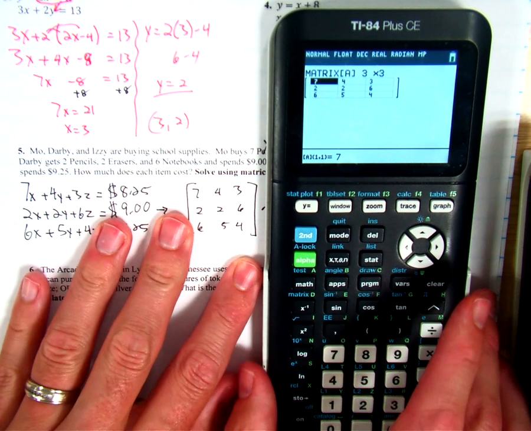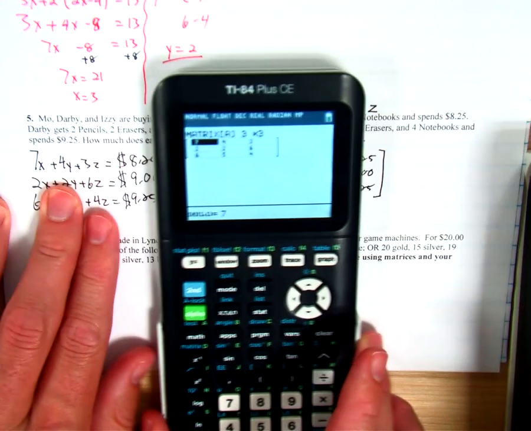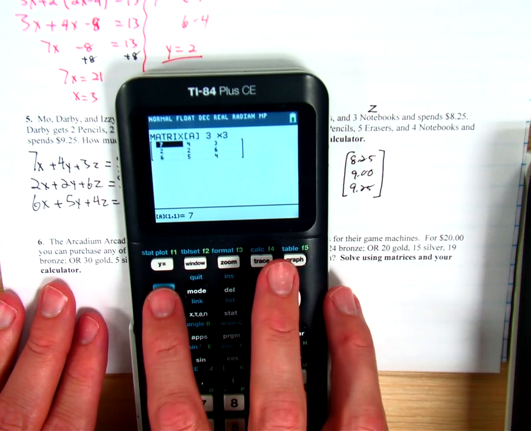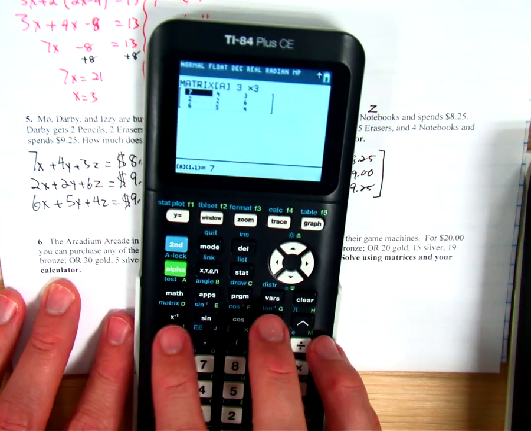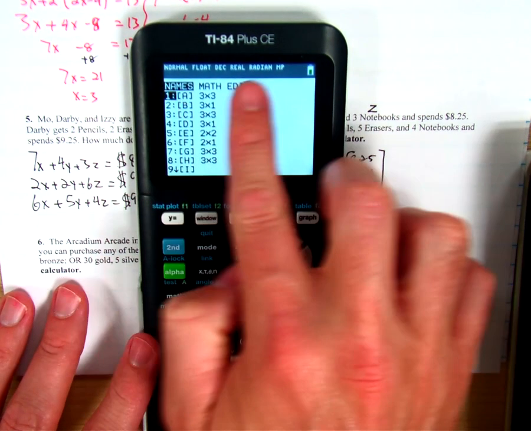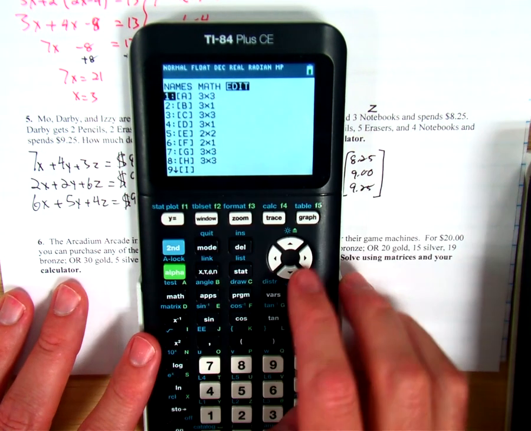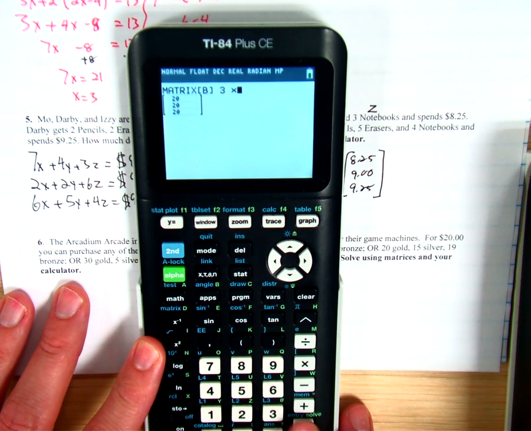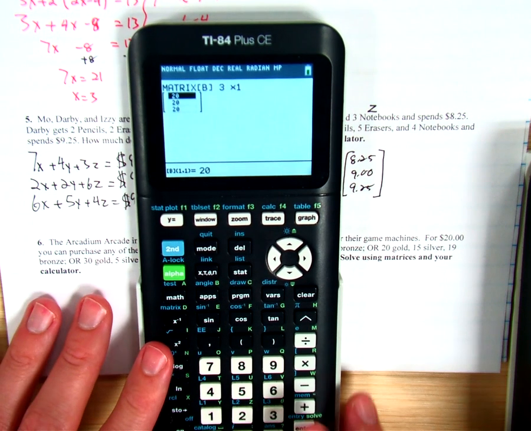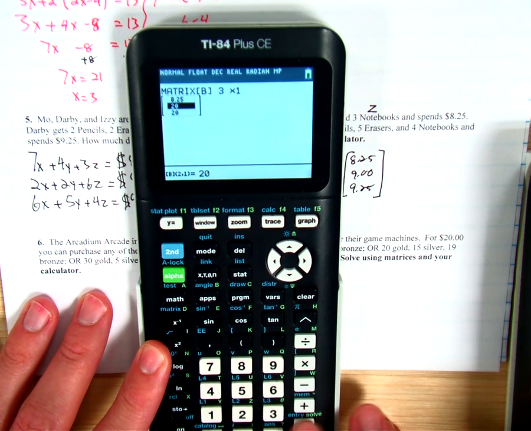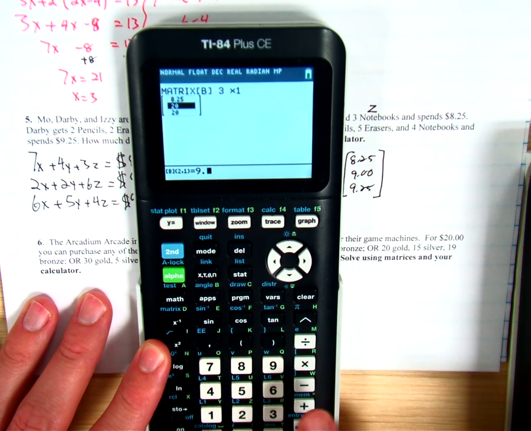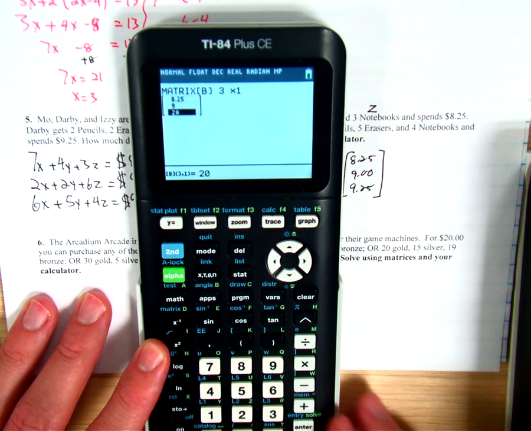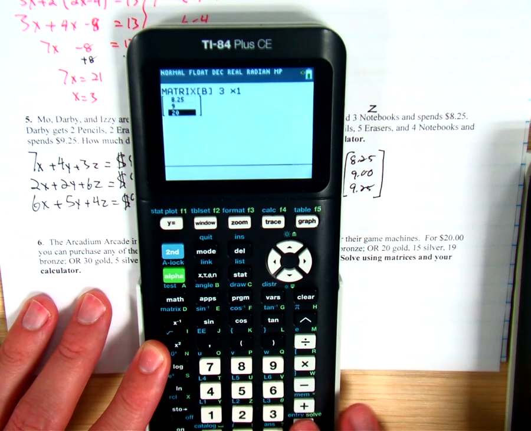Now to do the answer matrix, we're going to do second matrix again. Slide over to edit again, and this time we're going to go down to matrix B, 3 by 1, and we want 8.25, enter, 9.00, which is 9, and 9.25, enter.